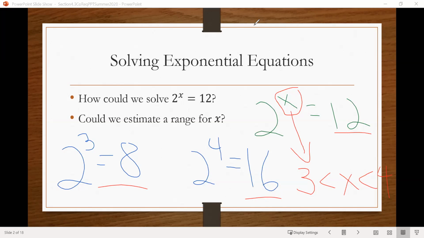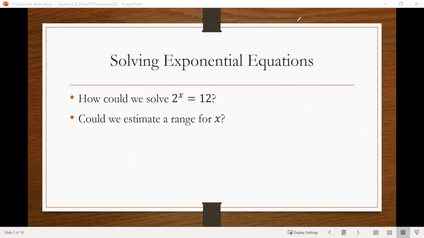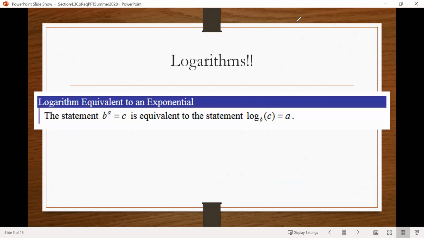But again, since we're mathematicians, we want to try to find an exact answer. And as I mentioned, we'll need a new tool. So what is that new tool? That would be logarithms, okay? So logarithms are basically another way to write exponential equations. And one way I usually think about logarithms is that they represent exponents, okay?